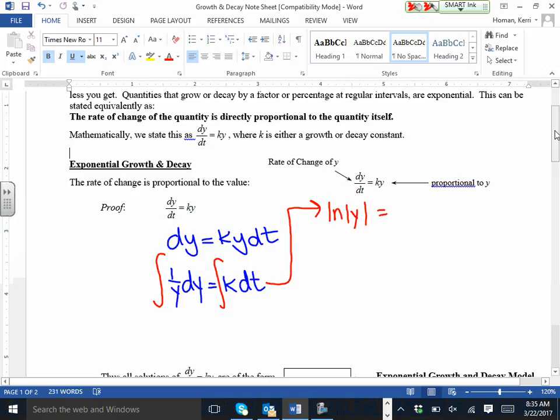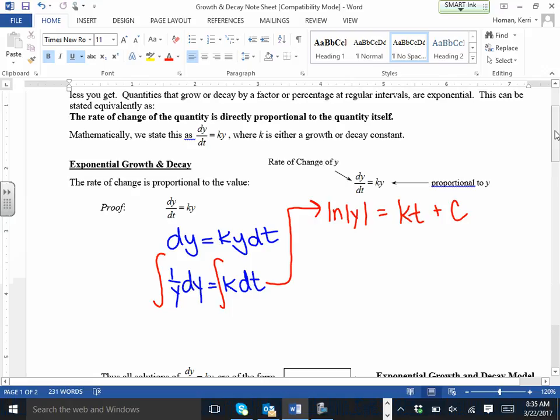Well, k is a constant, right? So it would just be t. Almost. What would that be, Grant? 2x. Okay. So what would this be? kt. There it is. The antiderivative of a constant with respect to t would just be that constant times t, right?